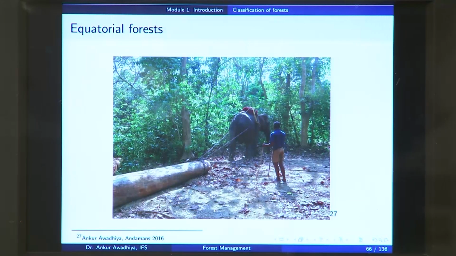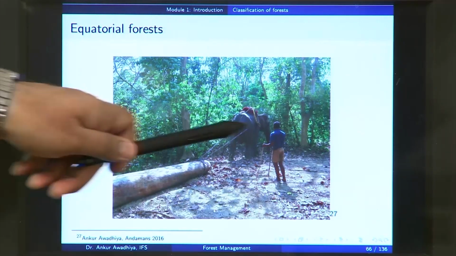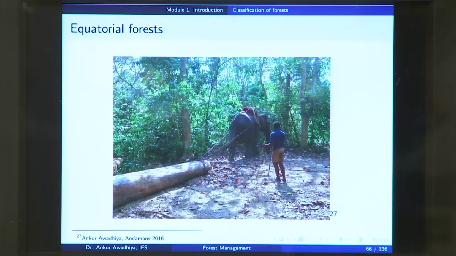So, in the equatorial forest, because you have abundance of water and abundance of sunshine, there is a profuse growth, and in these forests you will find that not only do you have a very dense canopy, but you also have a very good emergent layer, you also have a very good understory, and also the forest floor is covered with thick vegetation, especially herbs and shrubs.